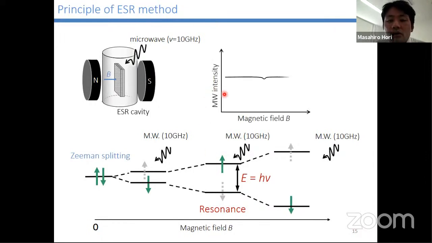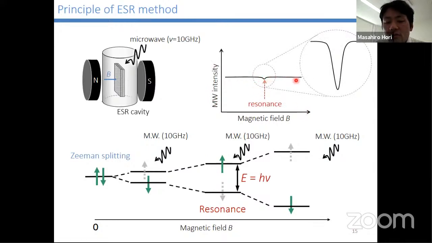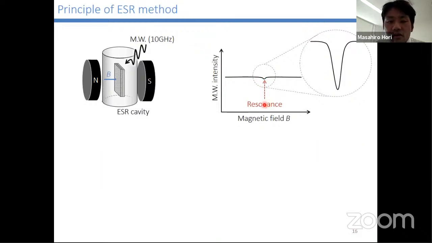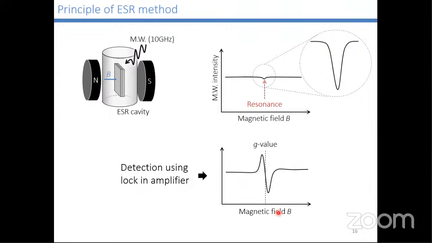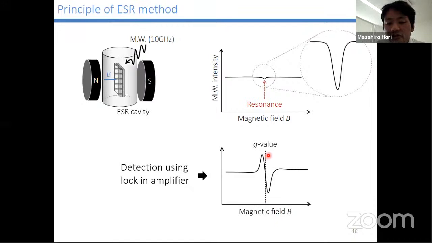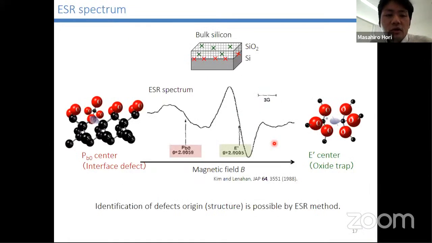Therefore, we monitor the microwave intensity as a function of magnetic field. Microwave absorption can be observed at the resonance field. Actually, we monitor the microwave intensity using a lock-in amplifier, so the differential signal is obtained as shown in this figure. From the resonance field, called the g-value, we can obtain information on the defect structure in a sample. Let me show you the ESR spectrum for silicon as an example.